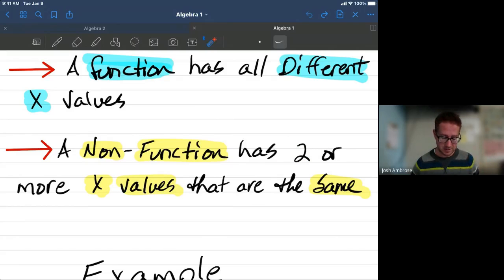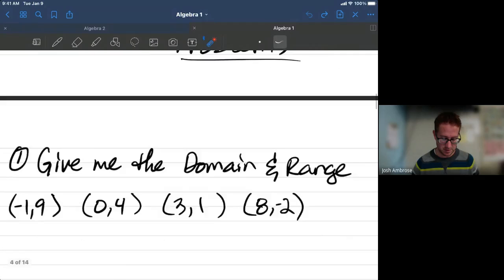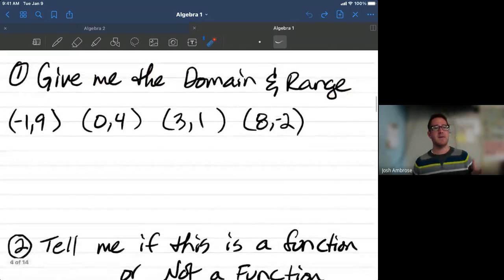All right, let's jump into the example problems. Let's see what we're talking about here. Okay, so the first one, here's the given coordinates. All right, you have 4 different coordinates. You got your x's and y's.